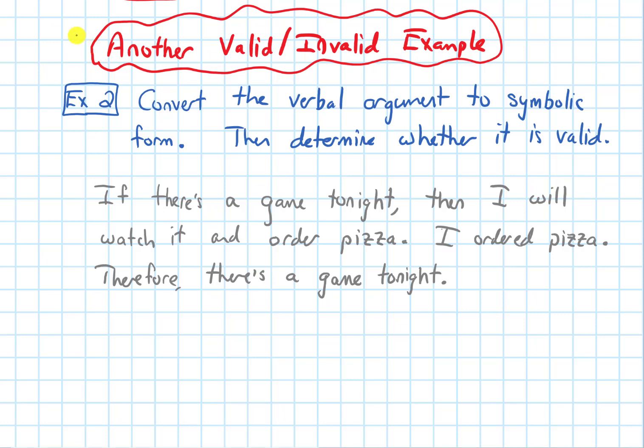In this video, we will do another valid-invalid argument example. The example says, convert the verbal argument to symbolic form, then determine whether it is valid. Okay, so the statement is, if there's a game tonight, then I will watch it and order pizza. I ordered pizza, therefore, there's a game tonight.